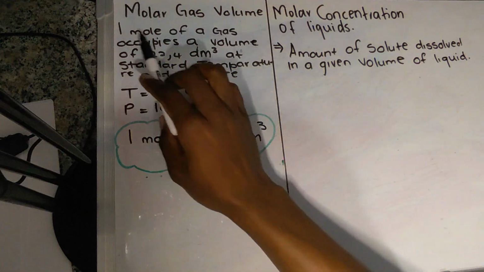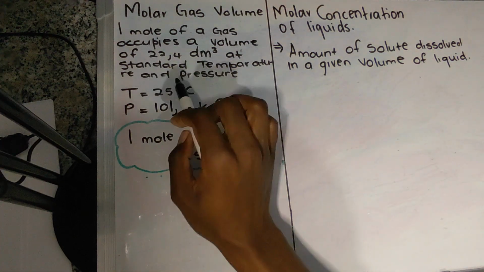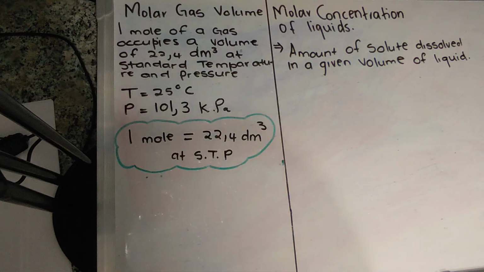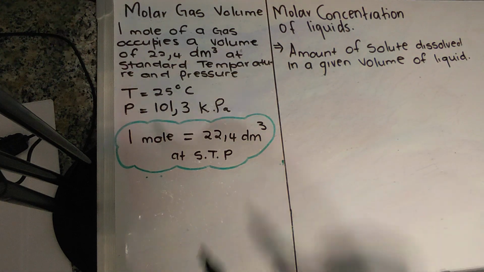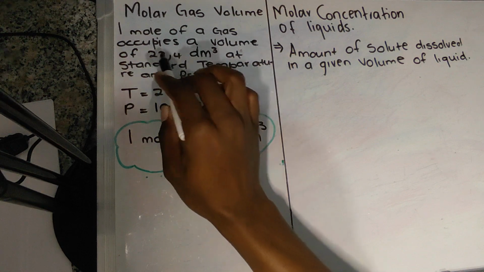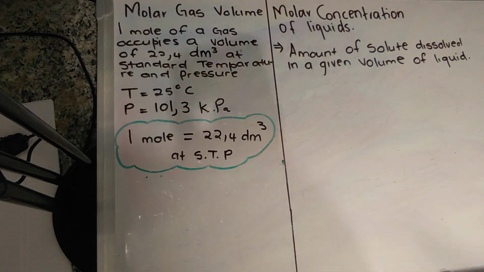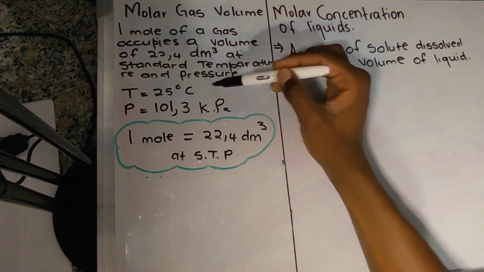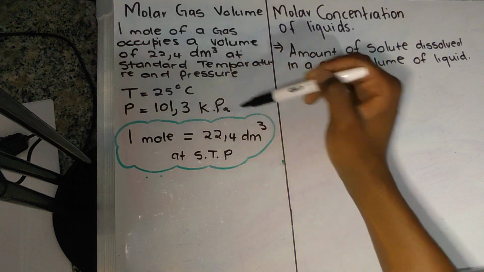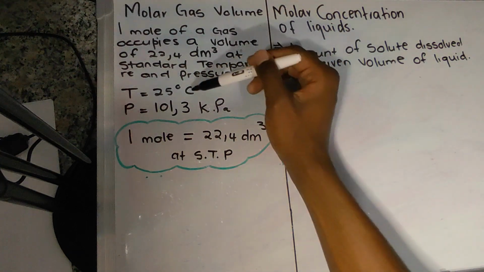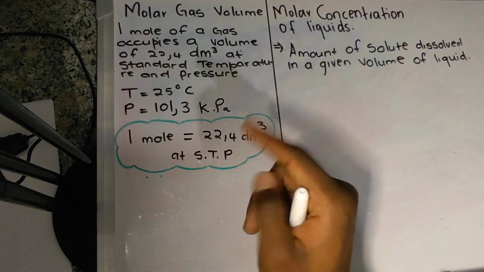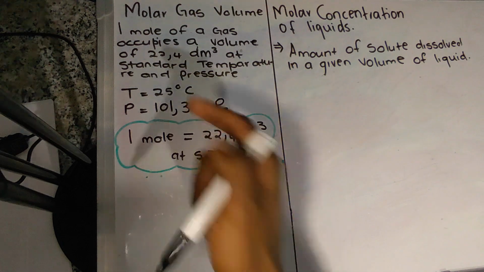Now it is said that under standard temperature and pressure, so under standard conditions, 1 mole of a gas occupies a volume of 22.4 decimeter cubed. So what are the conditions? The temperature should be 25 degrees and the pressure should be 101.3 kilopascals. Under these conditions, 1 mole of a gas will occupy this volume.